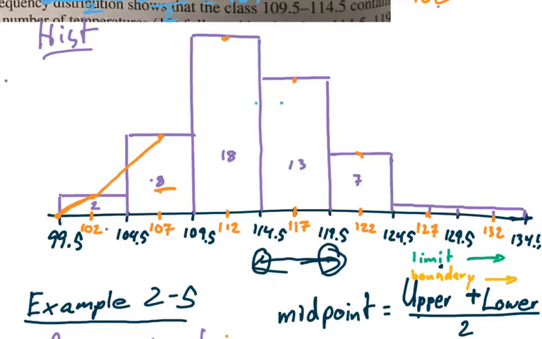And so we'll connect this point to this point. And then similarly, this next one to that top point right there. And then to here, and so on and so forth. And then this last part is flat across. And then there's nothing above 134.5, so it'll flatten down to the bottom there.